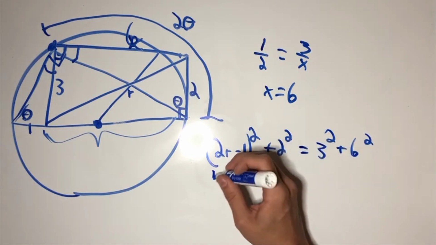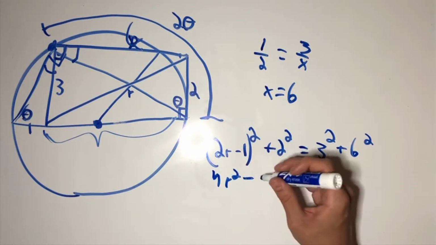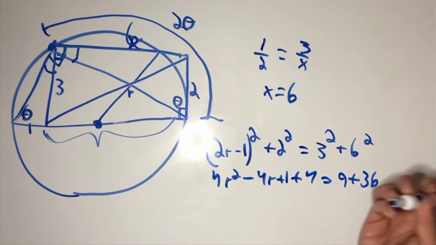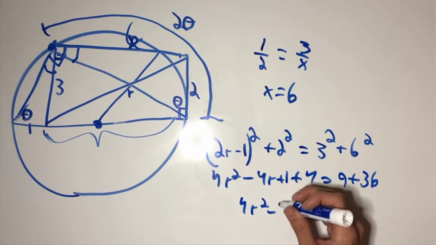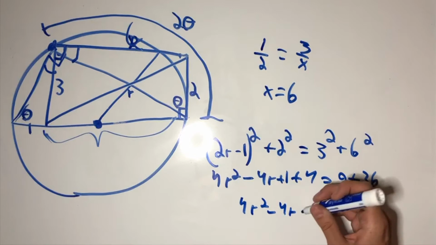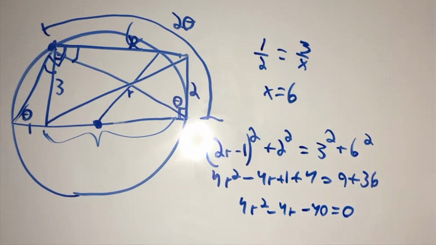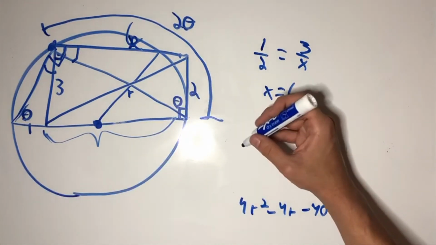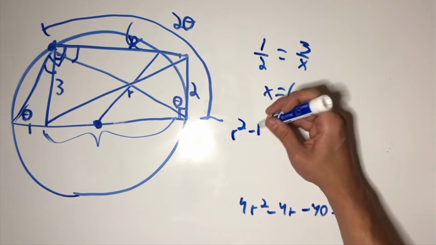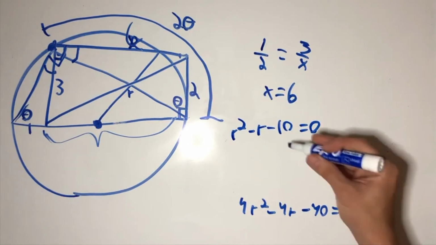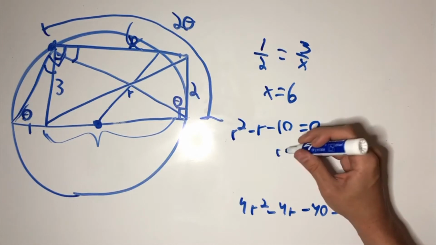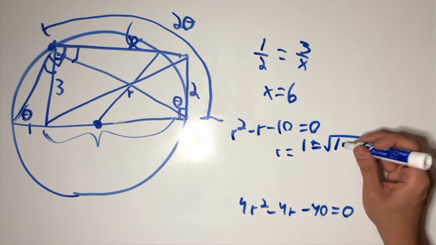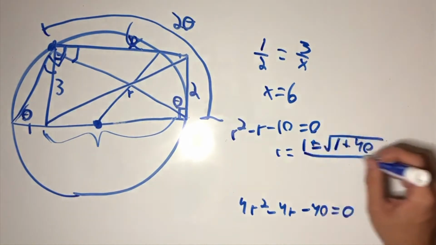So, solving for r, we get 4r squared minus 4r plus 1 plus 4 equals 9 plus 36. So, simplifying, we have 4r squared minus 4r plus 5 minus 40 equals 0, right? So, now moving back up. Then we have that r squared minus r minus 10 equals 0, and this does not factor, so let's use quadratic formula. So r is equal to negative b plus or minus the square root of b squared plus 4ac, so 40, all over 2.